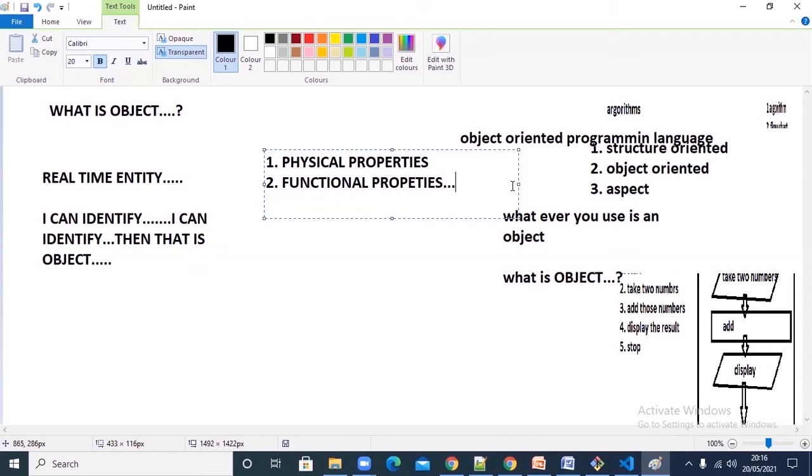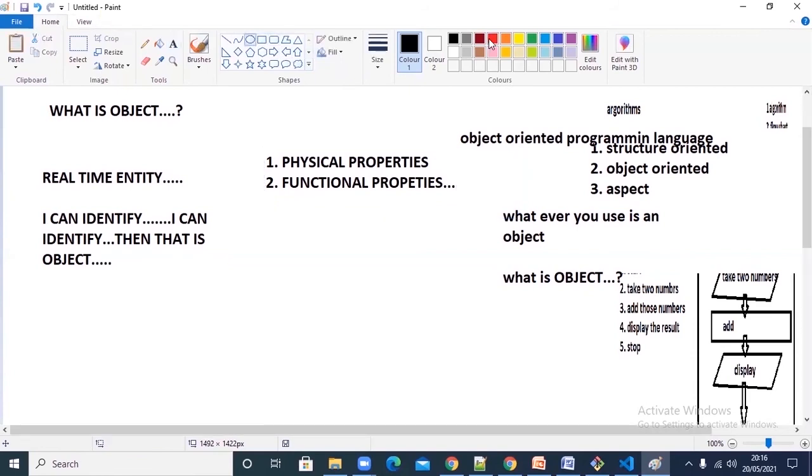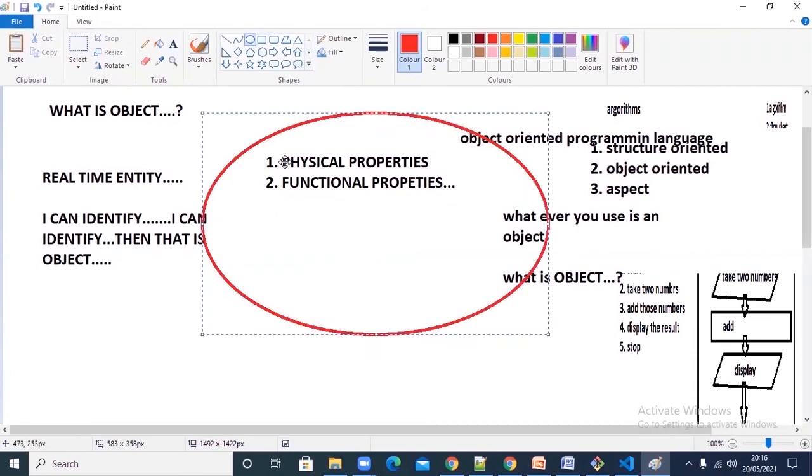At the same time, my mobile phone's functional properties are different. Laptop functional properties mean what? The work, the way it is represented, or the usage, everything is functional properties. Mobile phone is different, laptop is different. So whenever I'm talking about any one object, that's a very important thing we need to understand, right? The moment I take an object, we always consider physical property and functional property together. We cannot isolate physical property separately and functional property separately.